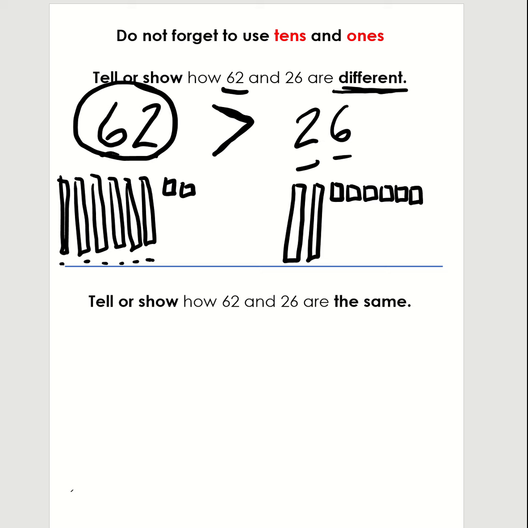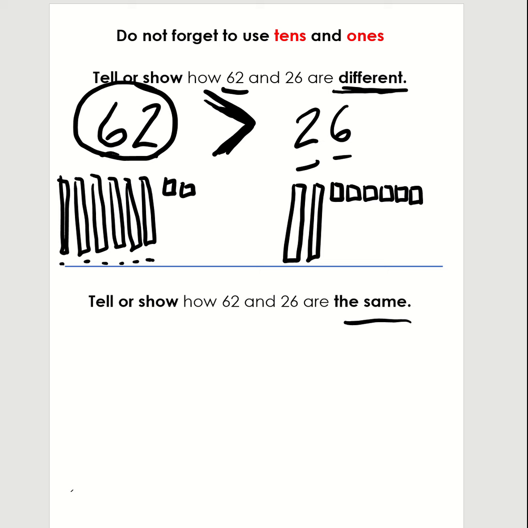Now remember, when we do our less than, greater than, or equal to sign, when you're looking at these, the mouth is always going to be opened towards the bigger number. So they're different because they have a different value for each of them. Now let's take a look down at the bottom and see how these two numbers are the same.